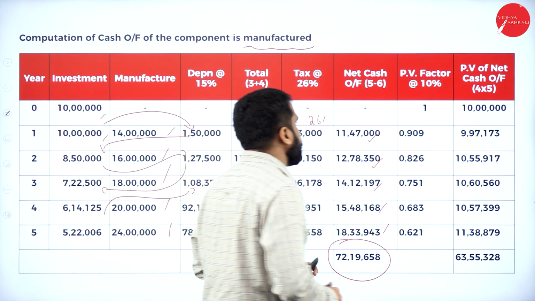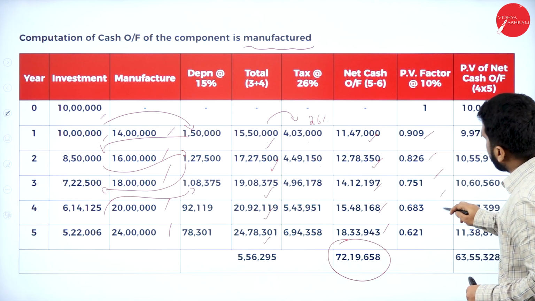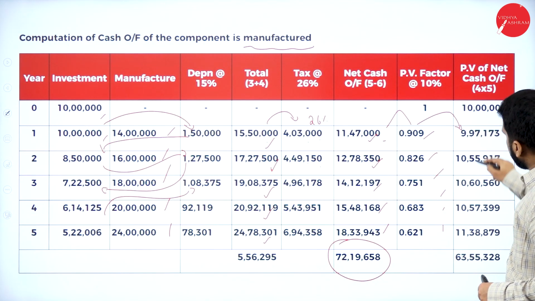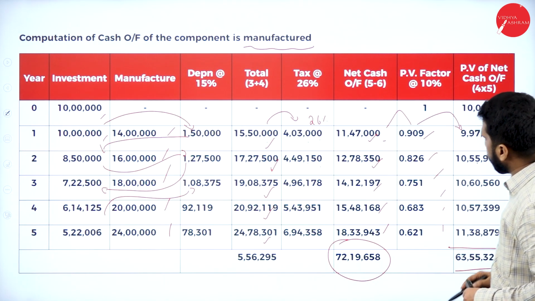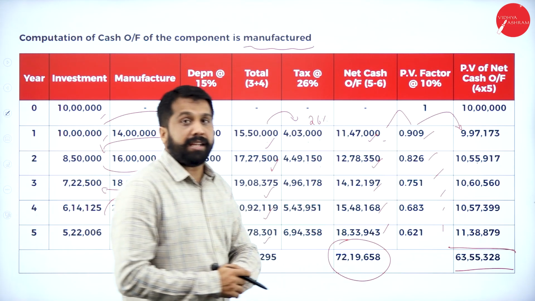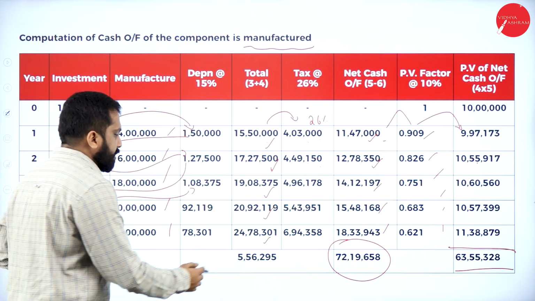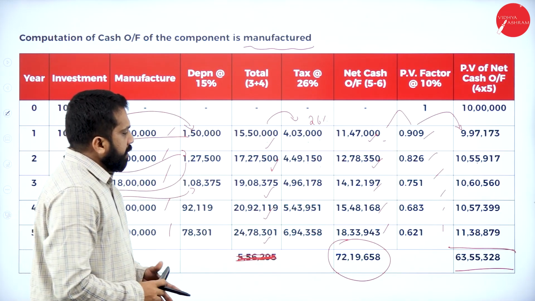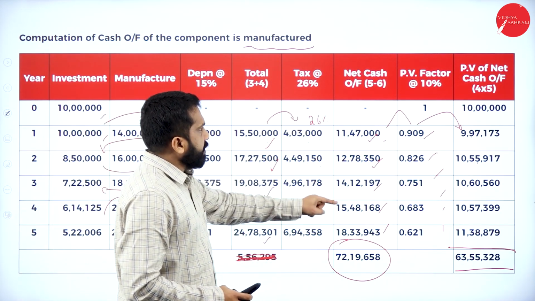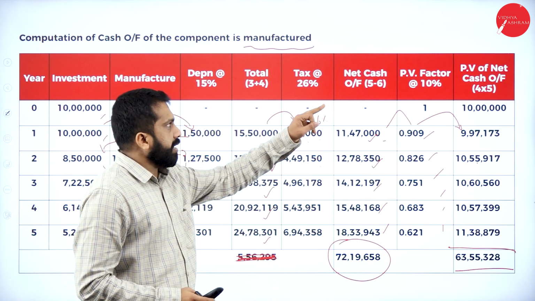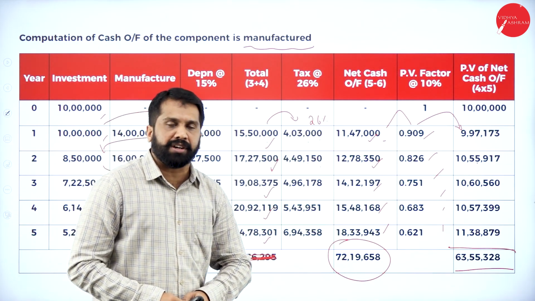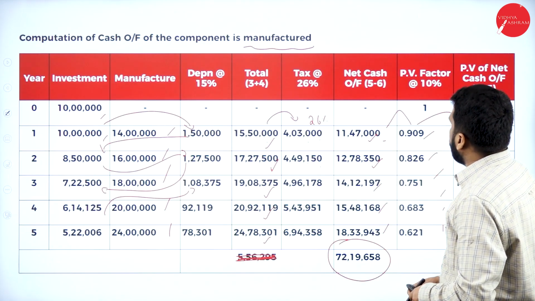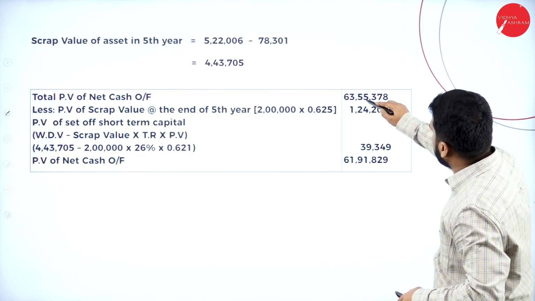The last column is your PV factor. Just multiply this, you will get this one. Your total answer is 63 lakh 55,328. Don't consider this amount anywhere. This is immaterial. Now, 72 lakh is your net cash outflow and 63 lakh is your PV of net cash outflow. Now, we'll calculate your 63 lakh 55,378.